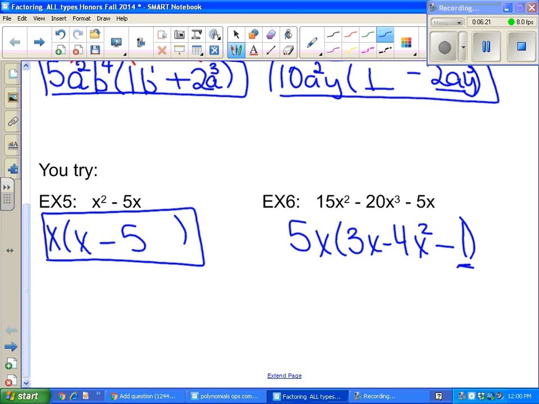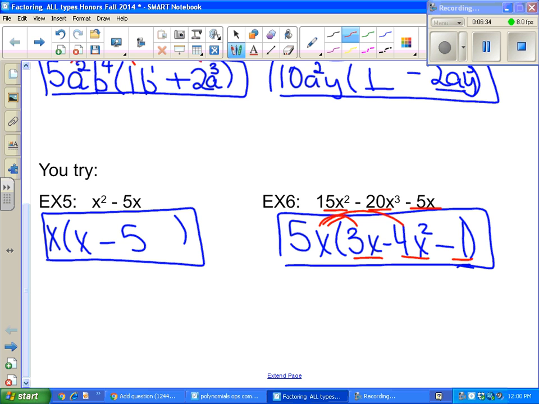Do you remember your 1 in the end? A lot of students want to forget the 1. You have to make sure that if you have 1, 2, 3 expressions, that you have 1, 2, 3 expressions in parentheses, so that if you multiplied back, you would have your 5x, so you can't leave out the 1. Okay, that is factoring out the greatest common factor.